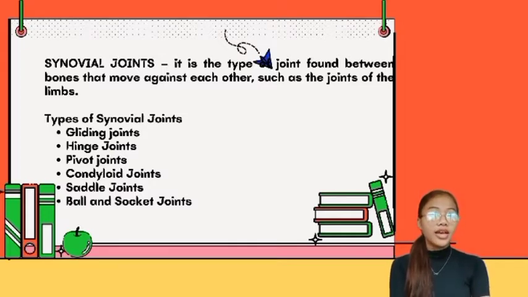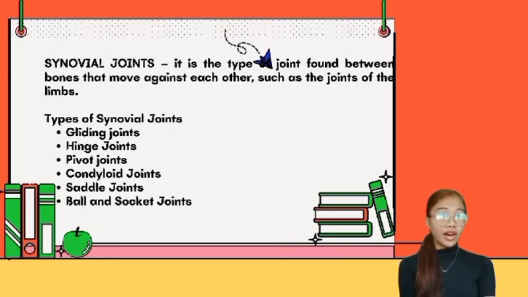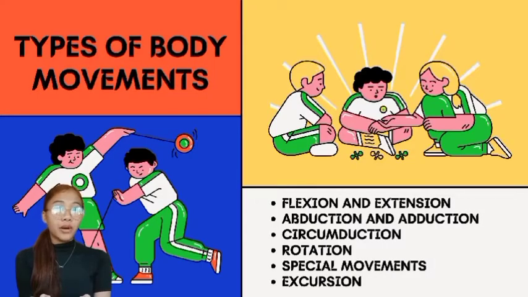Then the last one, the ball and socket joints allow all movements except gliding. The ball and socket joint is a freely moving joint that can rotate on any axis. The hip and shoulder joints are examples of ball and socket joints. So, we are done with the classification of joints. So now let's proceed to the types of body movements. We have a lot to discuss here.